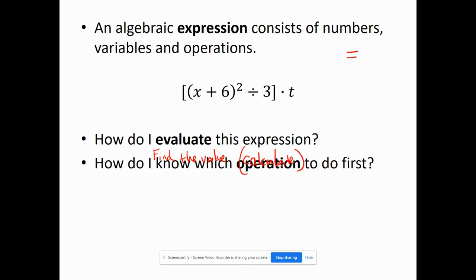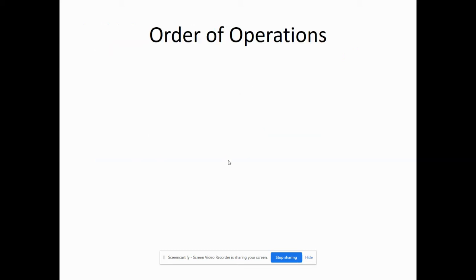Okay? How do I know which operation to do first? Find the value. So from now on, when I say evaluate, I mean find the value. How do I know which operation to do first? Somebody had to come up with something that we have to follow. And we can talk about this in class as we go on, where this order came from.